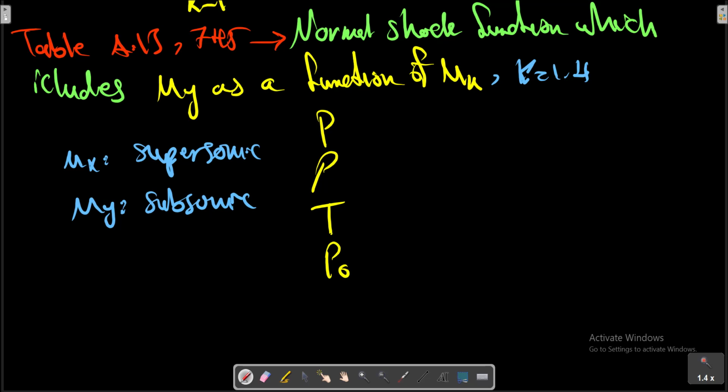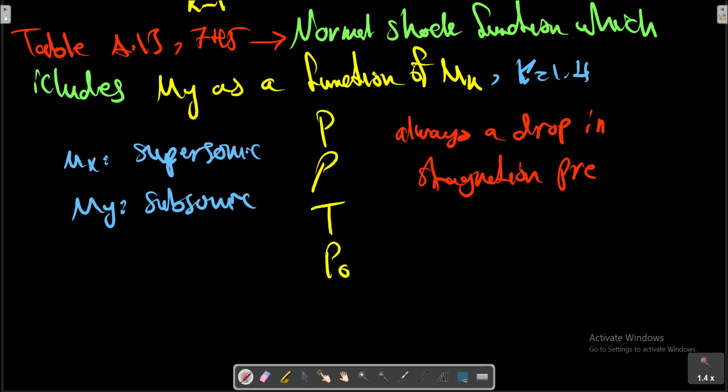From these Fanno and Rayleigh equations of state, note that there is always a drop in stagnation pressure across a normal shock wave, and an increase in the static pressure.